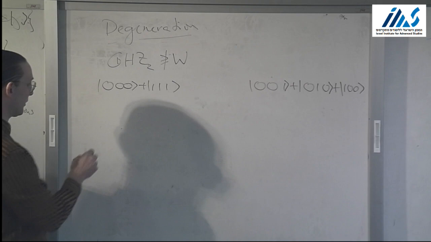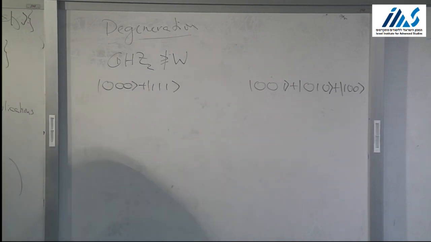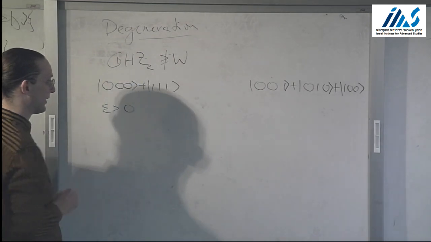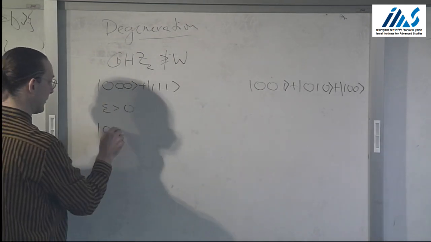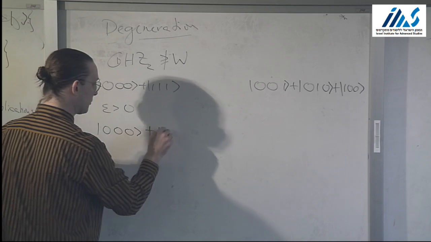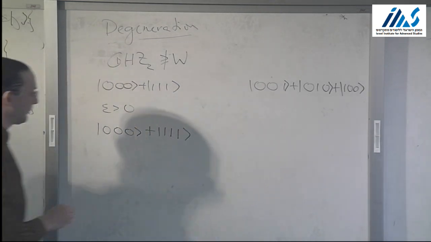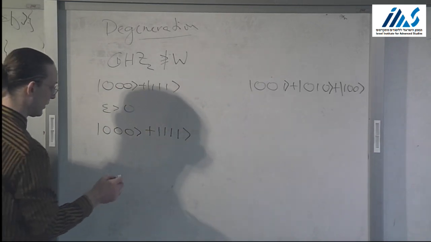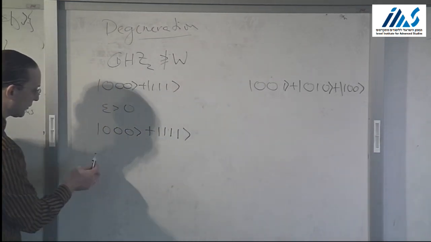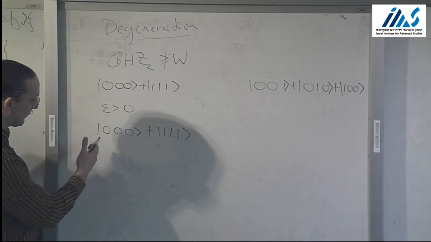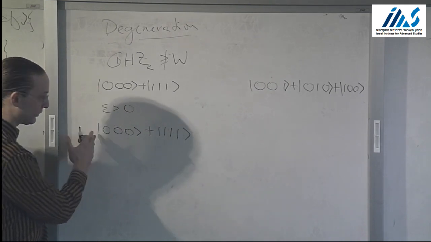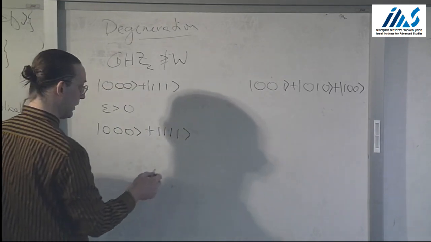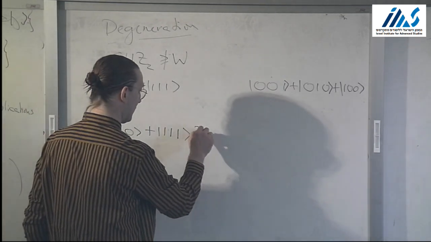All right, but what we can do, so we cannot restrict to it, but actually we can do something really cool. We can arbitrarily close restrict to it. So we choose an arbitrary epsilon bigger than 0. We can do the following thing. We can start with 0,0,0 plus 1,1,1. Okay, and now we're going to make a restriction. So we're going to fire maps A, B, and C onto this tensor.